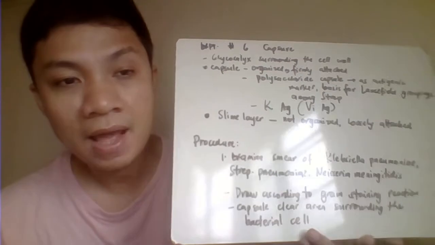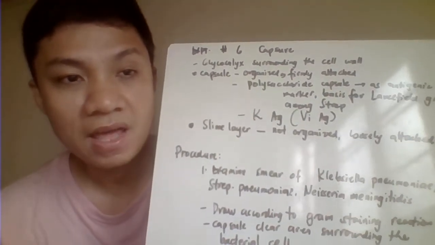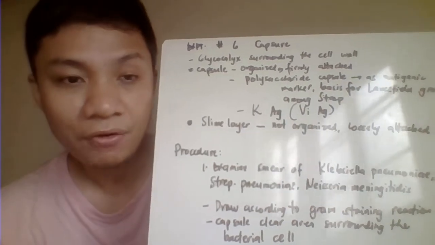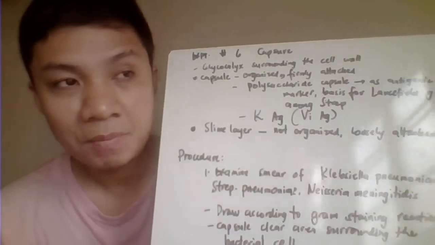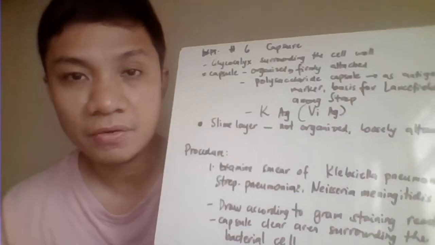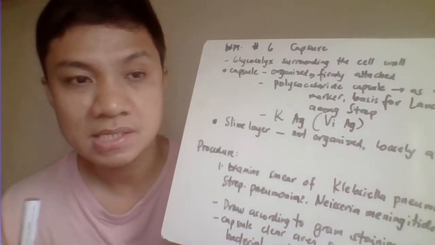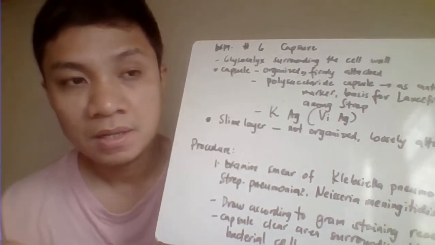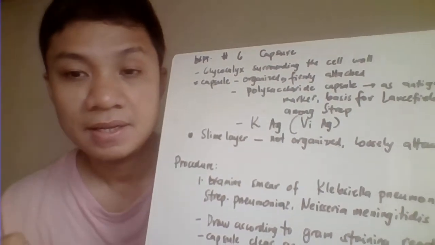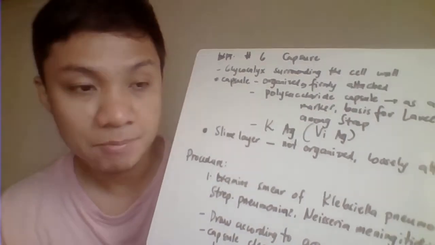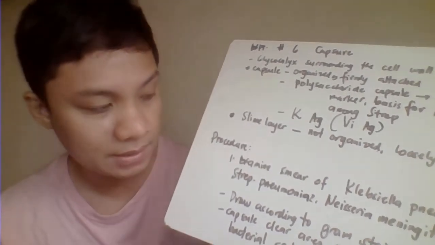Another purpose of the capsule is that it provides a virulence factor for the organism. Because of the capsule, the organism is able to prevent phagocytosis. Since they are covered by the capsule, the phagocyte could not recognize the microorganisms having the capsule. Therefore, they resist phagocytosis.